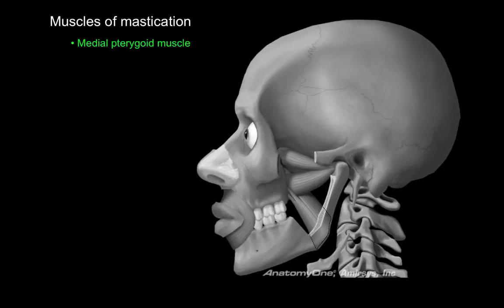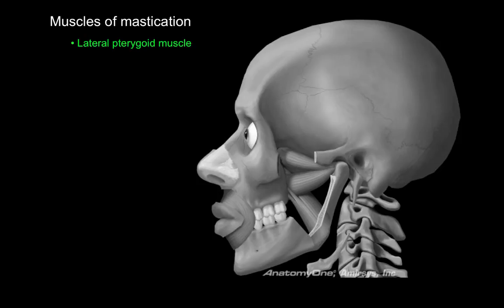Now the medial pterygoid muscle is a muscle that attaches deep to the ramus of the mandible, and it courses from the ramus of the mandible to the pterygoid plate. The action of this muscle is side-to-side movement of the mandible, as in chewing, and this muscle is also innervated by cranial nerve V-3.